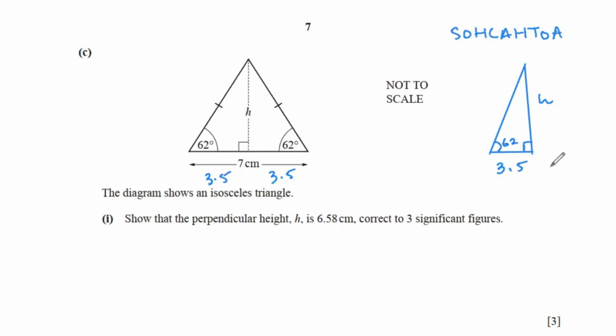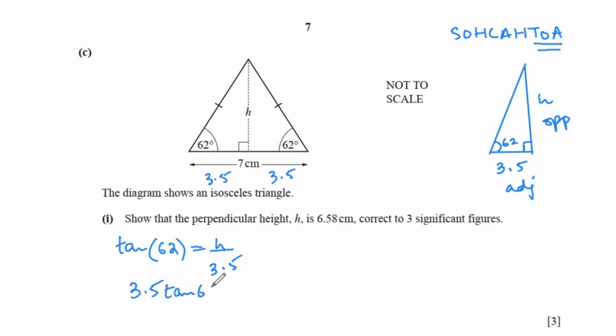They've given us the adjacent. Adjacent is the length on which the angle lies. They've given us the angle, and they want us to find the opposite. Opposite is the length which is opposite to the angle. So opposite and adjacent go in tan, because tan equals opposite over adjacent. So tan of 62 is equal to h over 3.5. 3.5 times tan of 62 is h, and that gives us a value of 6.58 centimeters, correct to 3 significant figures.